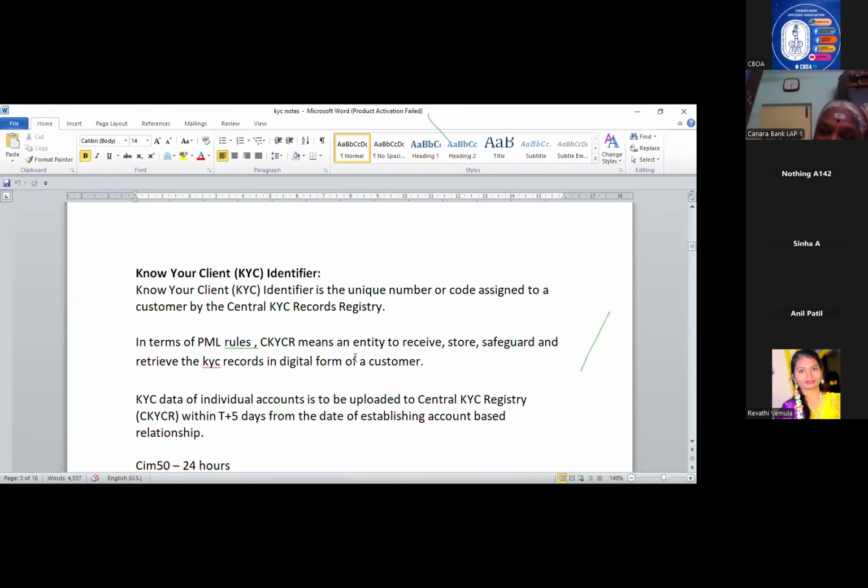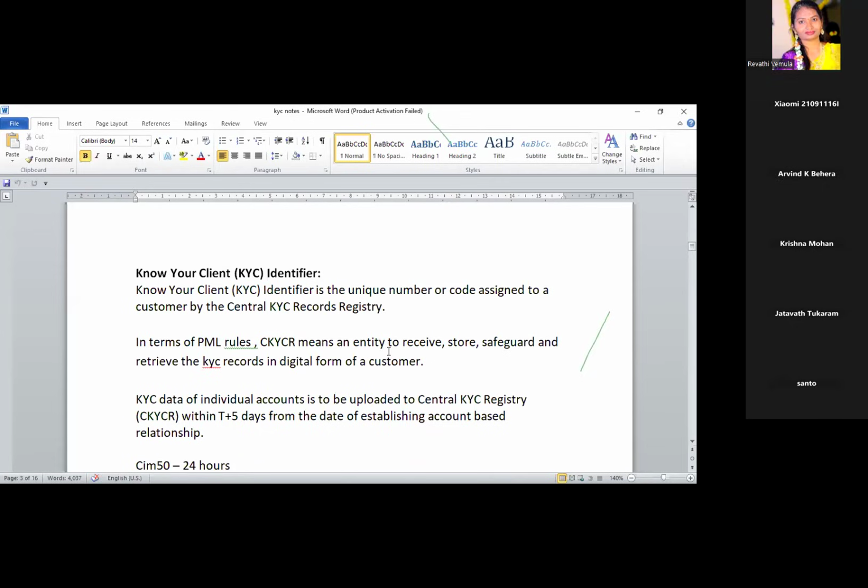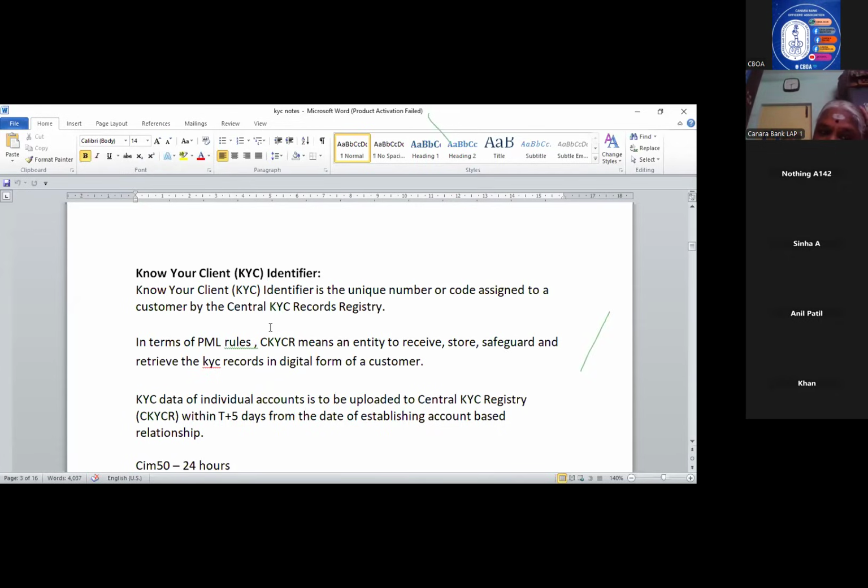As I told you, whenever we upload the documents to CKYC, they give a unique number or code assigned to the customer. Every customer will be assigned a code. And wherever they go and wherever they want to submit the KYC documents, instead of submitting the documents physically, they can use this code so that the other organization can retrieve the data from the CKYC and use that data, which will be already available.